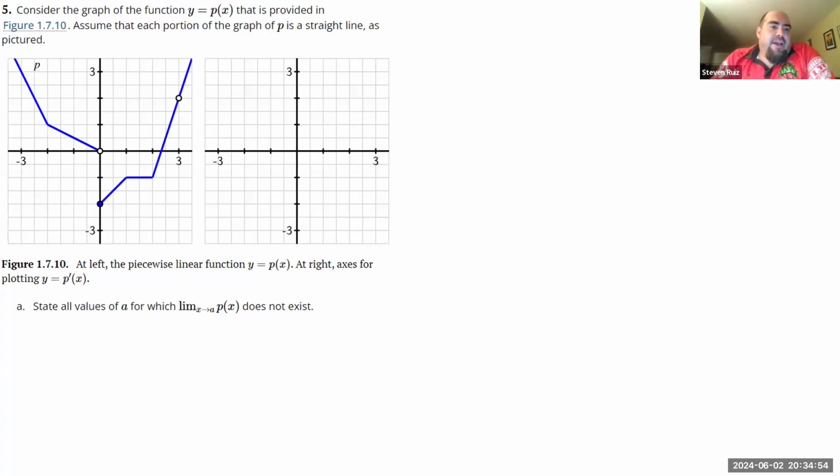All right, so we're given a graph of a function here, y equals p of x. We're told to assume that every one of these segments is a straight line. So for part A here, we want to talk about any of the points for which the limit does not exist.